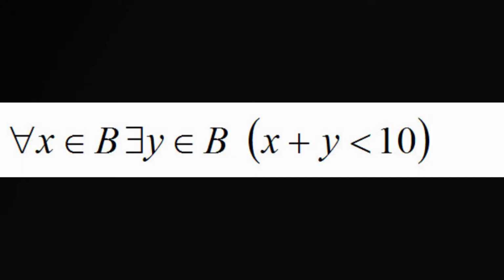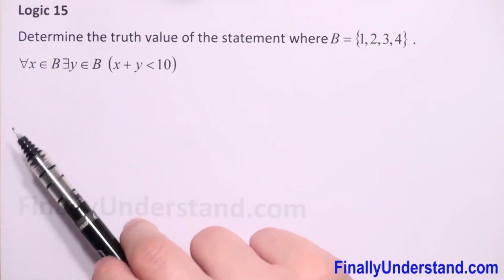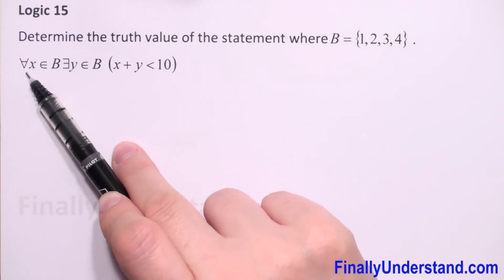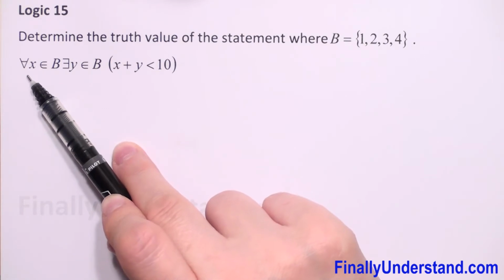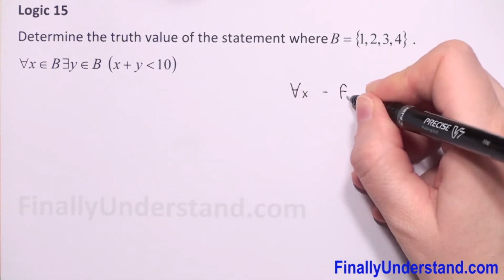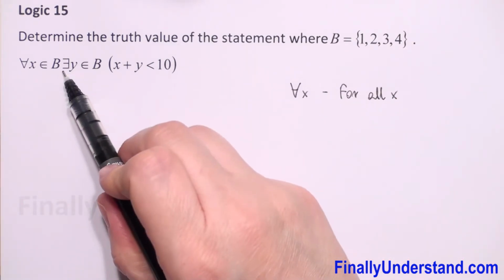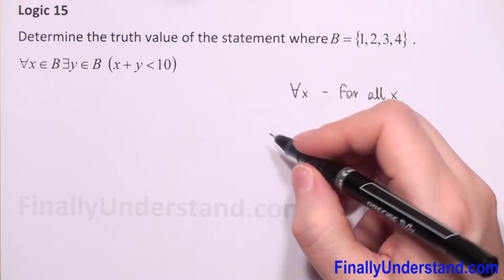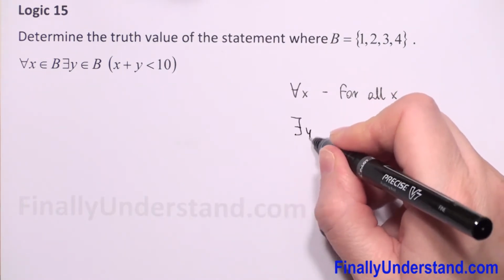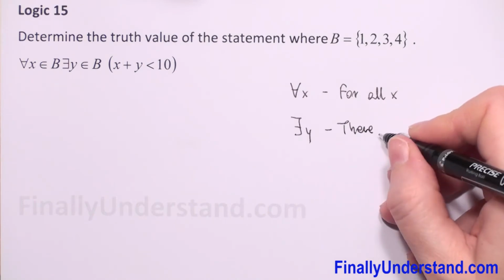We have given set B, and B has elements 1, 2, 3, 4, and we have a statement. This symbol means for all x. Let me write this. And this symbol means there exists y.